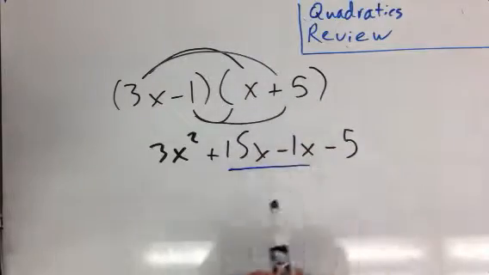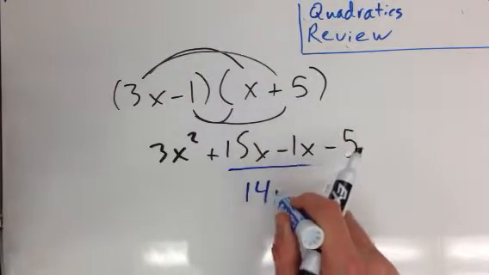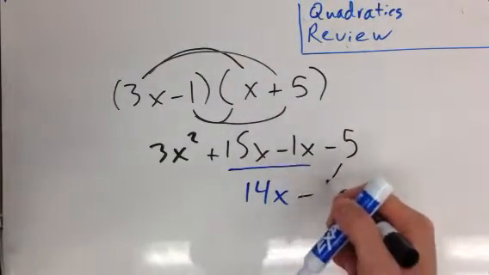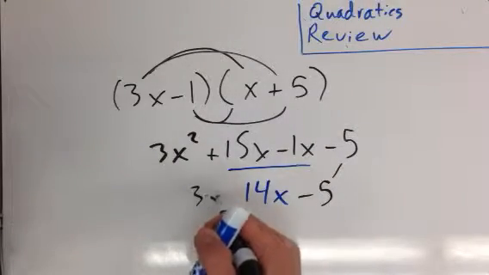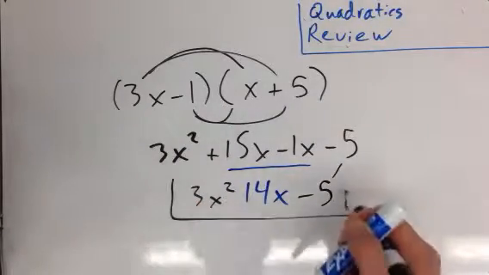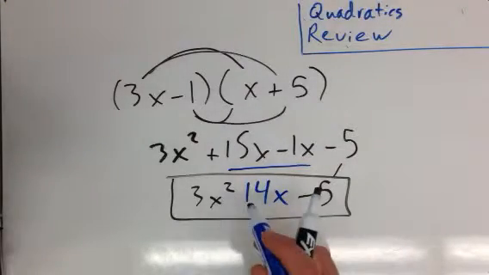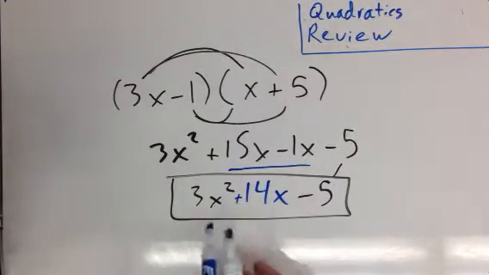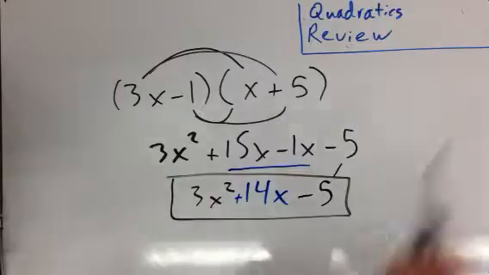These two middle terms we can combine, and that'll be 14x, and negative 5 and 3x squared. So those are, it's a positive 14x. That's how we FOIL those out.